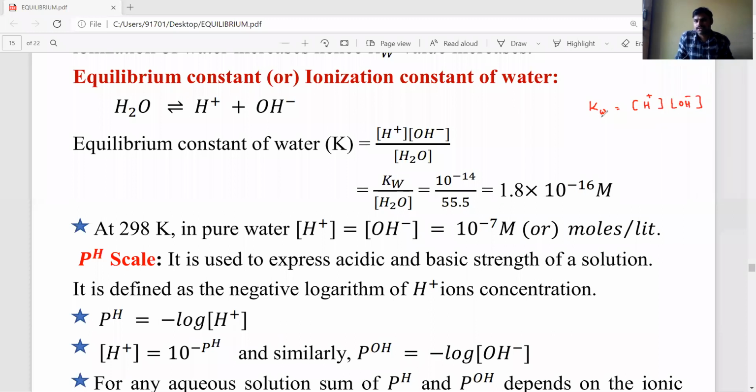We discussed that this Kw value depends on temperature. At room temperature, that means 25 degrees centigrade, Kw is equal to 10 to the power of minus 14 M squared. M means molar, which is nothing but mole per liter, whole squared. Okay, students, so this is about Kw.